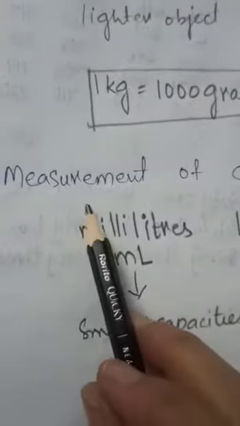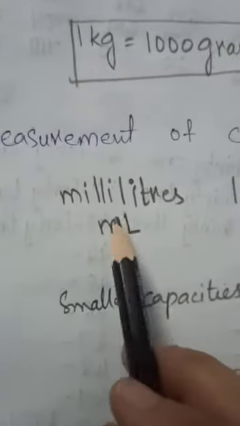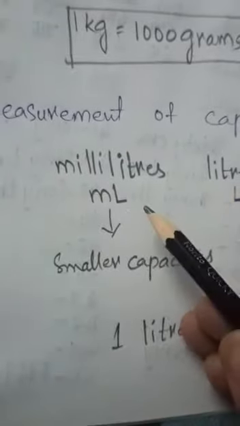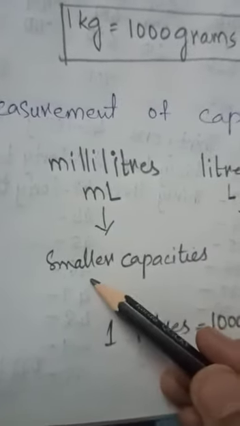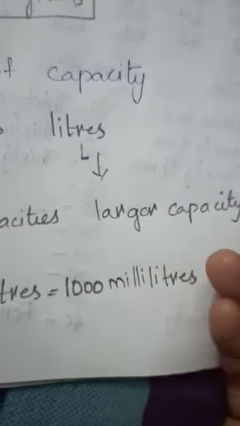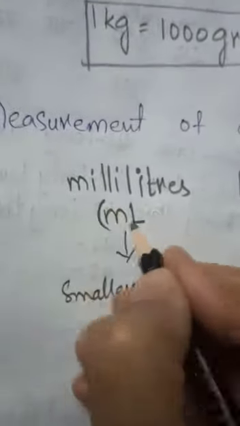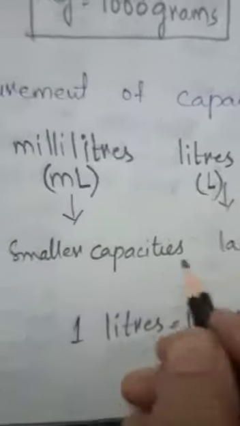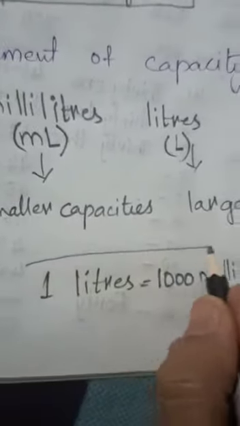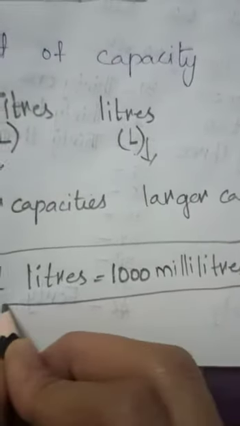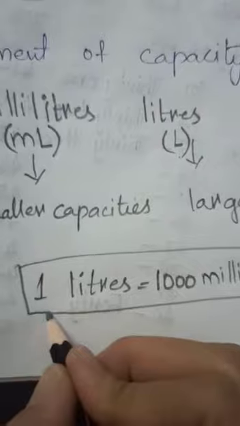Students, standard units of capacity are milliliters and liters. Milliliters are used to measure smaller capacities and liters are used to measure larger capacity. Short form of milliliter is ml and short form of liters is l. And 1 liter is equal to 1000 milliliters. Okay.